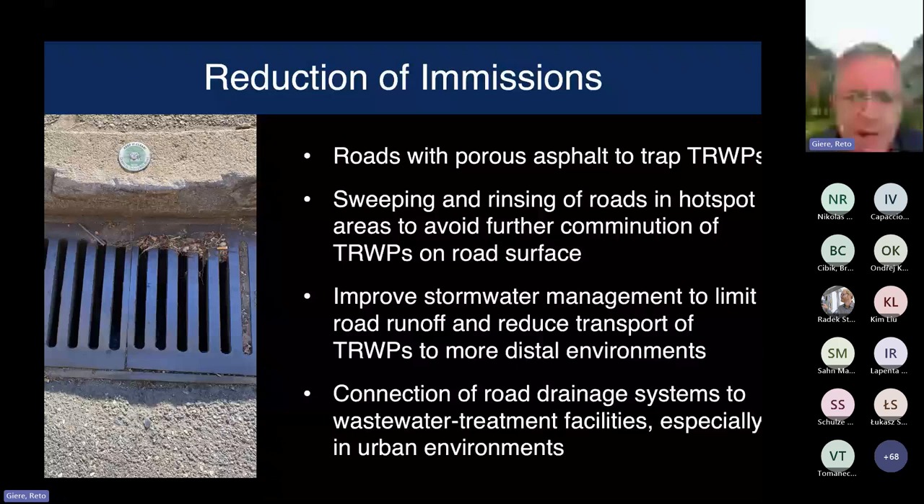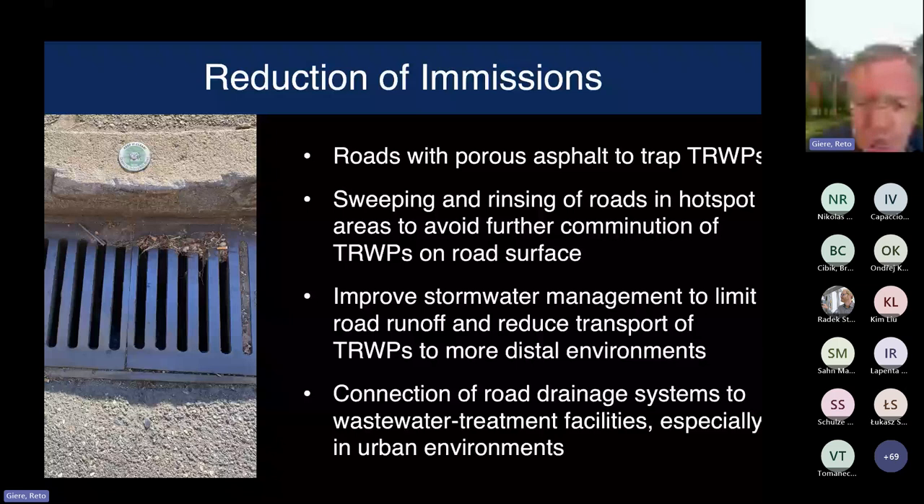Another approach is to improve storm water management and especially to limit road runoff. And of course, the road runoff should be captured, especially in urban environments. So that isn't a costly approach, but it is necessary, particularly in urban environments. And up here, you see one of those drainages in a road in Philadelphia. And here it says it drains to the Schuylkill River. This is a major waterway. So this drain, which takes the runoff from a major road in Philadelphia, delivers the water directly to the river.